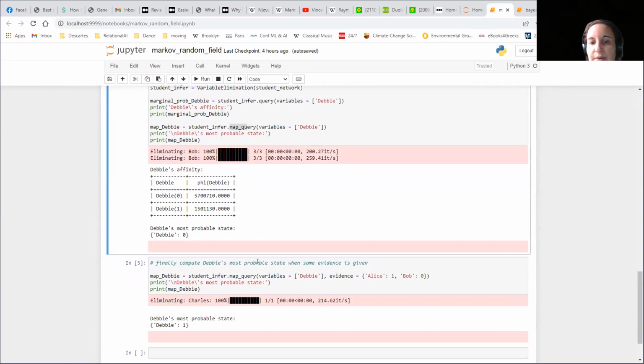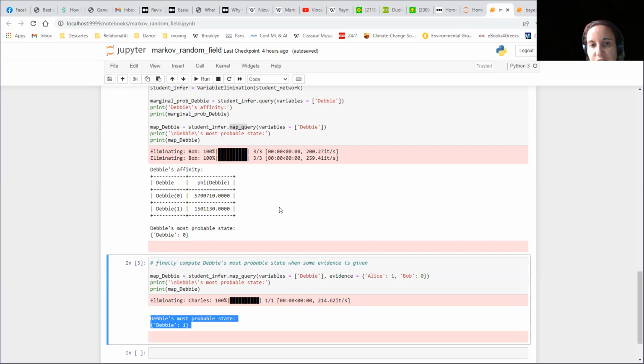We can also do MAP given some evidence. So for example, in this case, we ask what is the state of Debbie given that Alice has a misconception and Bob does not, and that gives us the MAP based on that evidence. So the first MAP is without any evidence, we don't know anything, so it only comes from the marginal distribution, and here we do MAP where we fix some of the variables at the values that are given. And that concludes my talk.